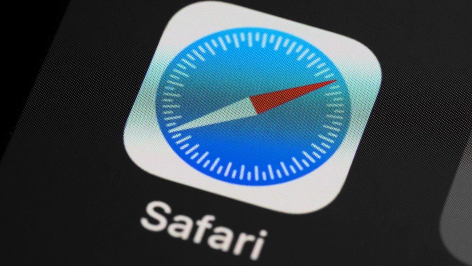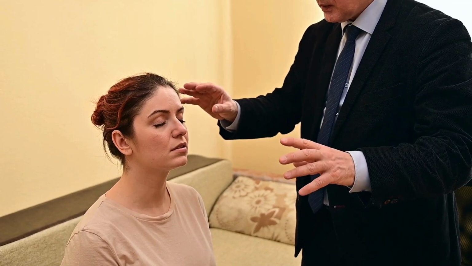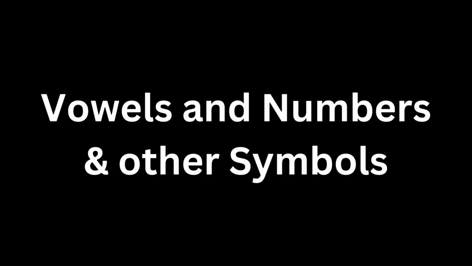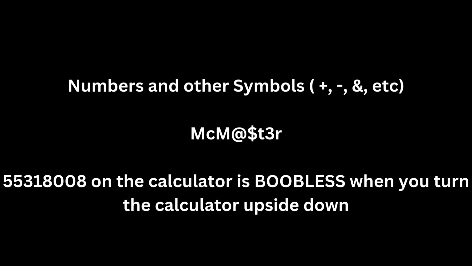So this modification, along with previous ones, allows Safari to look like Satan. Your subconscious can register it as Satan. Vowels and numbers. Vowels were not included in the alphabet until the Greek added them around the 9th century BC. Numbers and other symbols can also be used in the code.